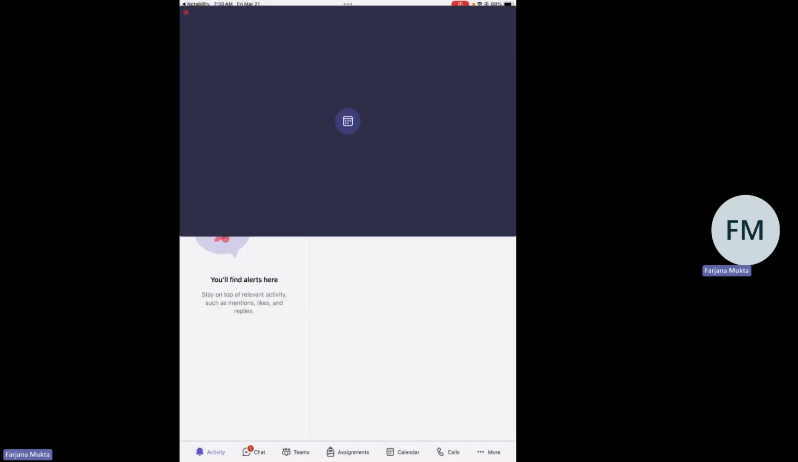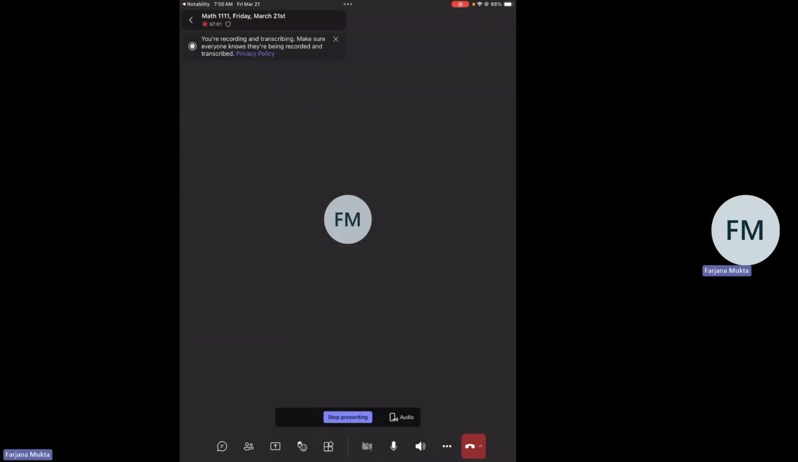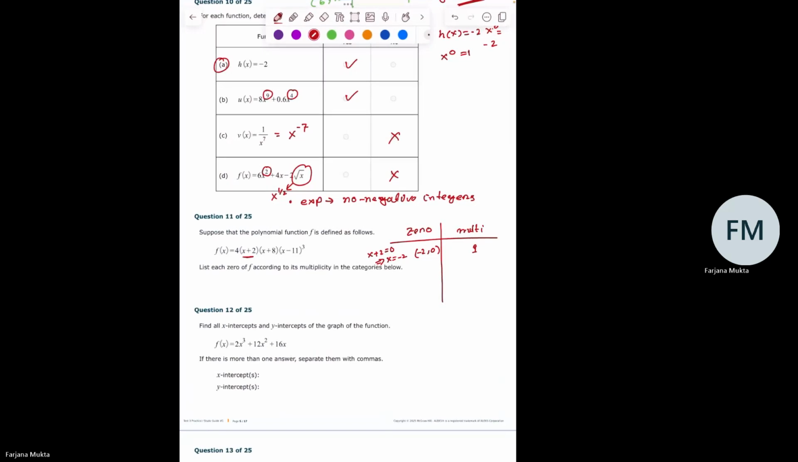The second factor is x plus 8 equals 0. So we get x equals -8. So the zero is -8, 0, multiplicity 1. The last one, x subtract 11 equals 0, we get x equals 11. So 11, 0, multiplicity 3.